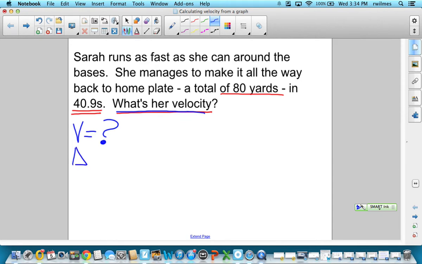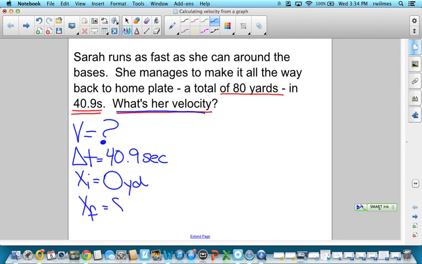My change of time. I am given a time, so that is my change of time, and it is 40.9 seconds. Awesome. My initial position. Since we are not told the initial position, we are always going to assume that the initial position was 0. And in this case, we're going to say 0 yards. Final position. She made it 80 yards. That is my final position. Okay. Right, we got 80 yards.